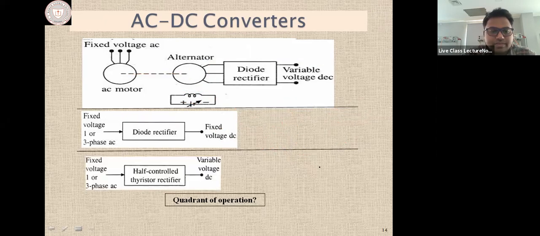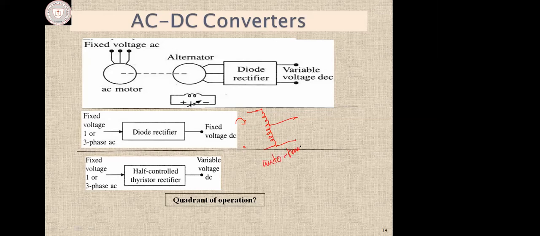So then came the half control thyristor rectifier. Here one more thing was actually practiced. It was usually given through a variable. So what is this? This is an auto transformer, right? This is a symbol of an auto transformer.